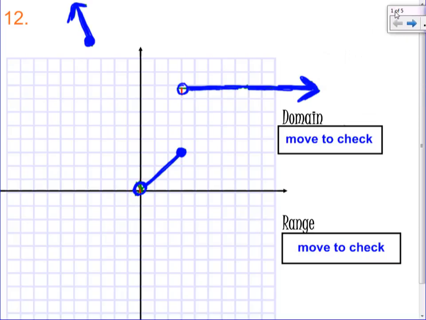So the four problems you did yesterday should be in front of you, and these should be the answers that match. What we're going to do is add the domain and range to these four graphs. Okay, so this was number 12. This is what your picture should look like from the equations.